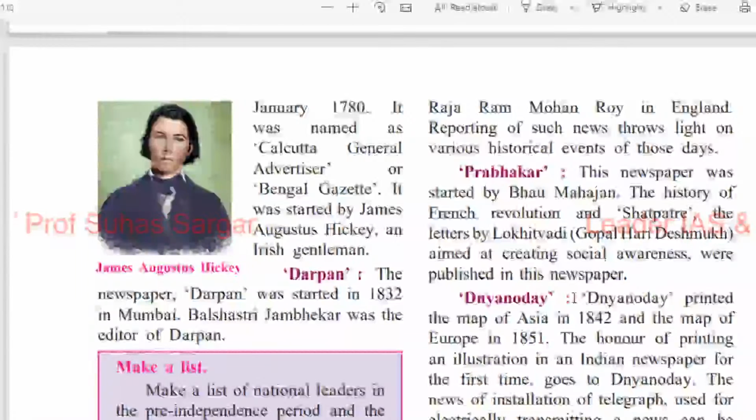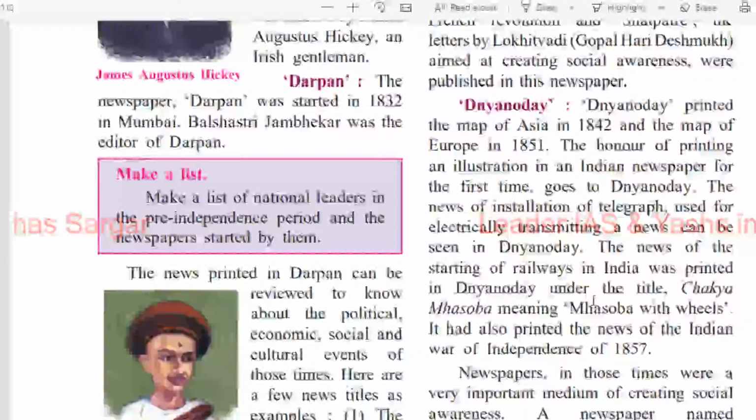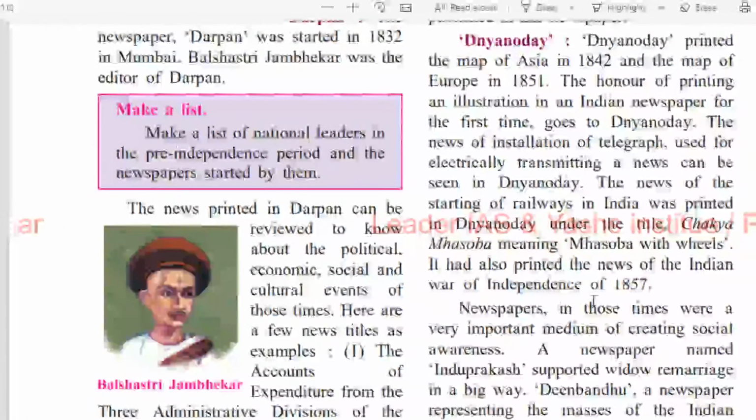Gyanoday. Gyanoday printed the map of Asia in 1842 and the map of Europe in 1850. The honor of printing an illustration in an Indian newspaper for the first time goes to the Gyanoday. The news of installation of the telegraph used for electrically transmitting a news can be seen in Gyanoday.